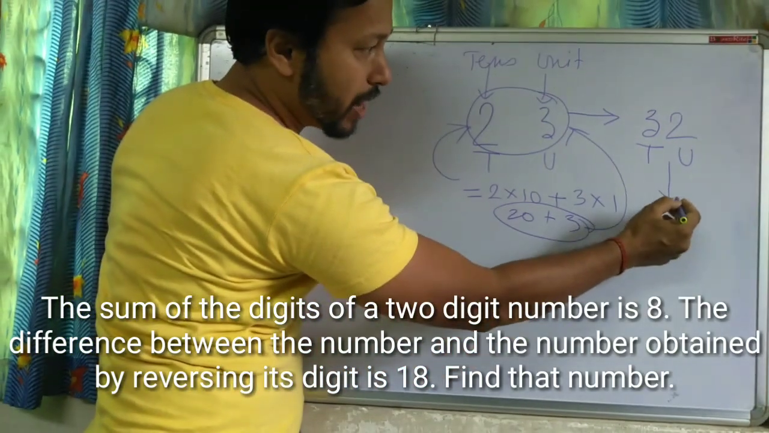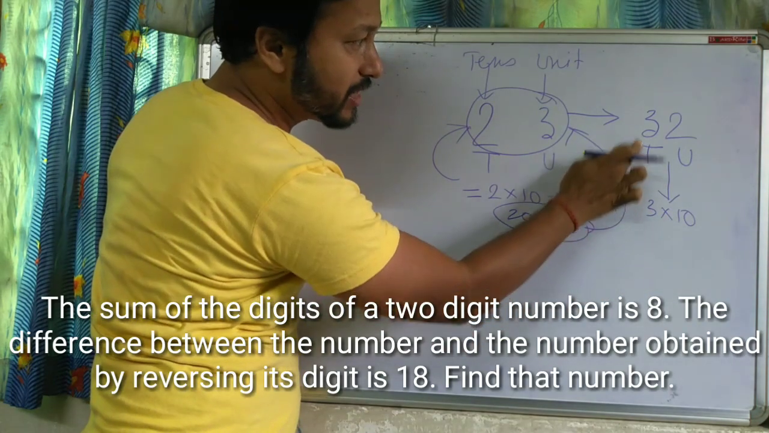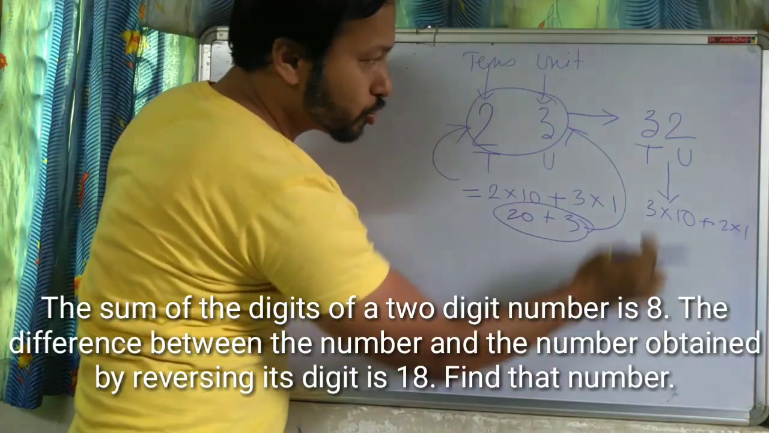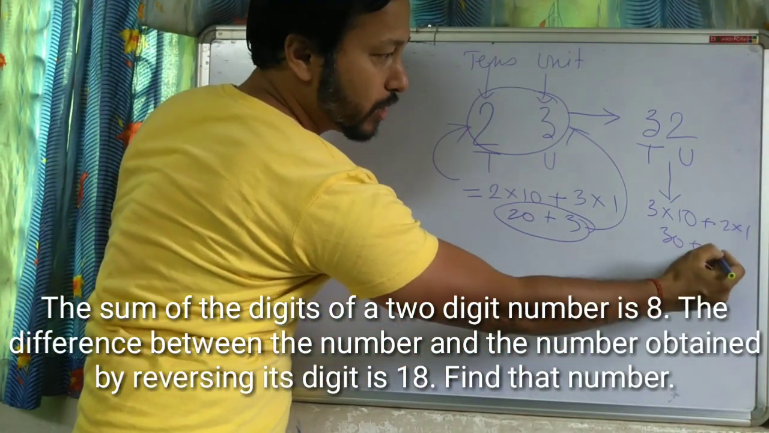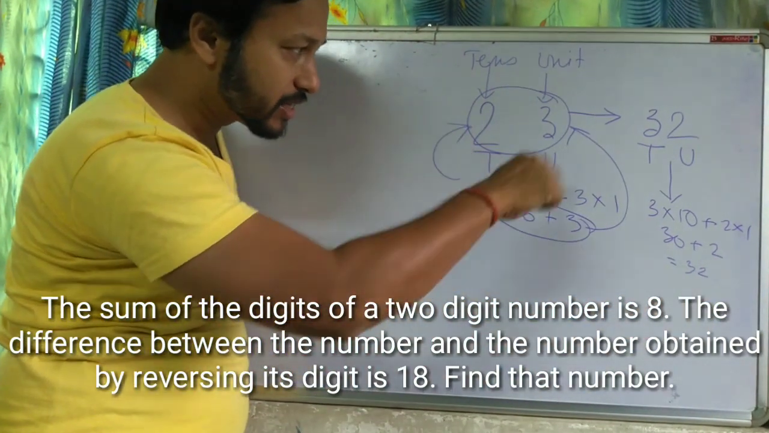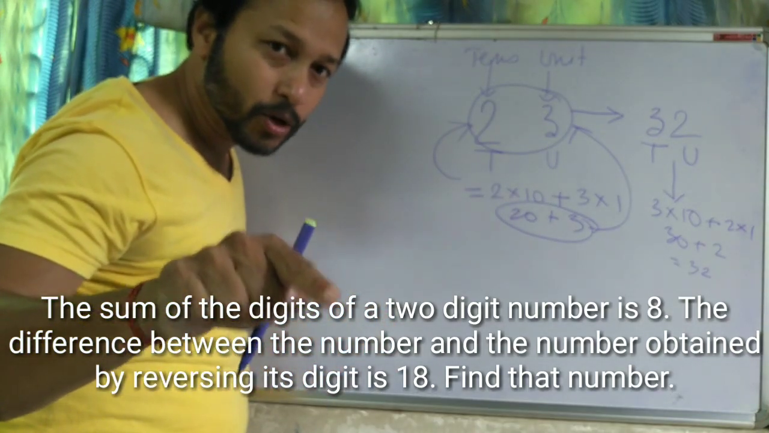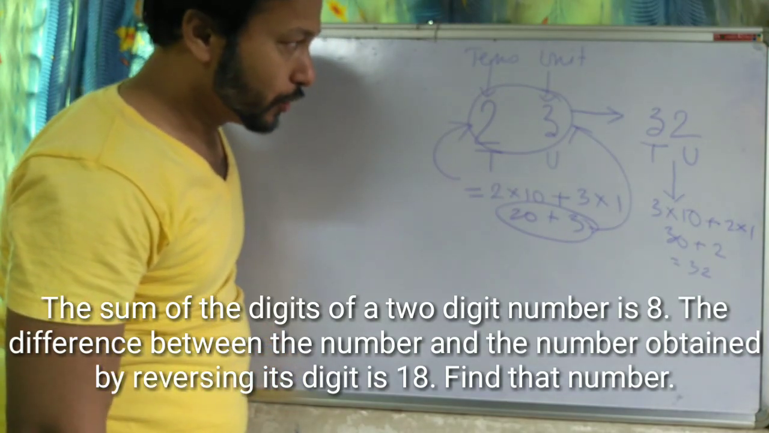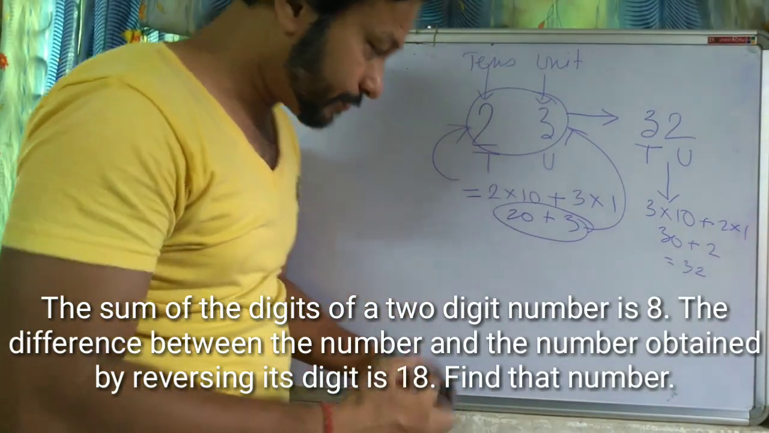And in this one, 3 into 10, because 3 is now tens digit, plus 2 into 1, because 2 is now unit digit. So what are you getting? 30 plus 2 ones are 2, that is 32. You have to understand this theory to understand these sums which are displaying on your screen. Okay? Now let us discuss this sum.